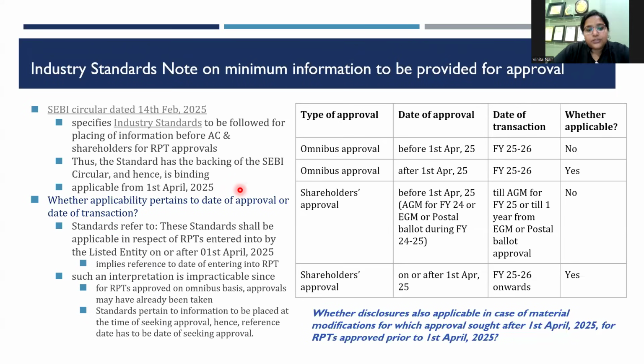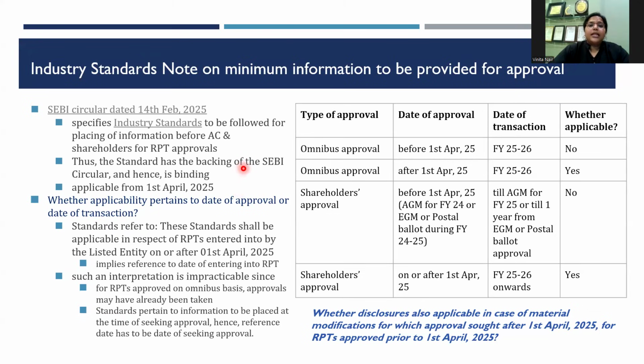Now, the circular comes into effect from April 1st. So therefore, should we say that it applies to all the transactions undertaken on or after 1st April? If we take that interpretation, then the validity of the existing approvals taken on or before 1st April will stand exhausted, which cannot be the intent. So the material RPTs that were approved in the last AGM, or the approvals for specific contracts, or the omnibus approval which must have been granted by the audit committee on or before 1st April, cannot lose validity merely because of the circular coming into effect.